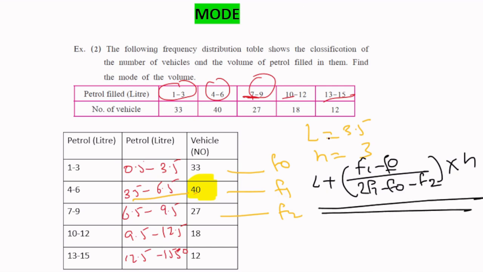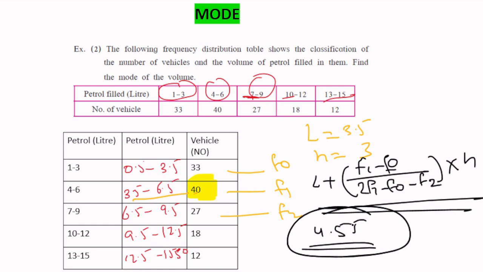The answer is given in your example. Once you substitute all the values, you'll get 4.55. I'm not solving it, everything is given, because this is again just an example. We'll solve the practice set. Let's proceed to the practice set. Till now, if you have any doubt, please comment.